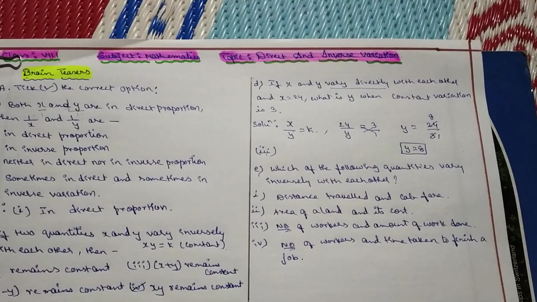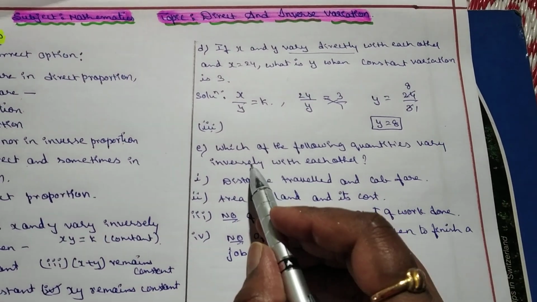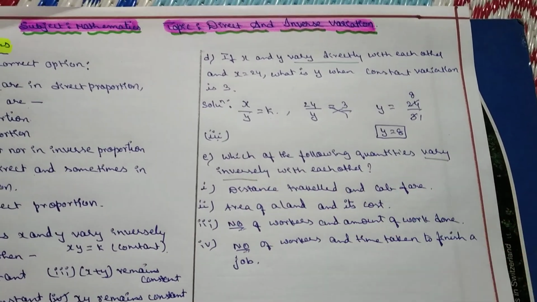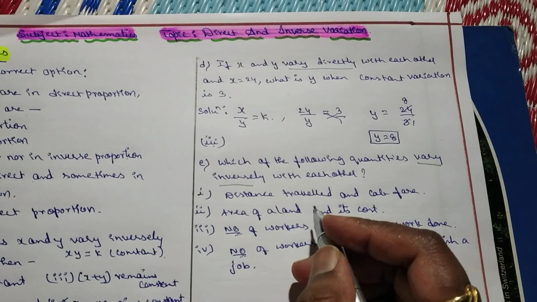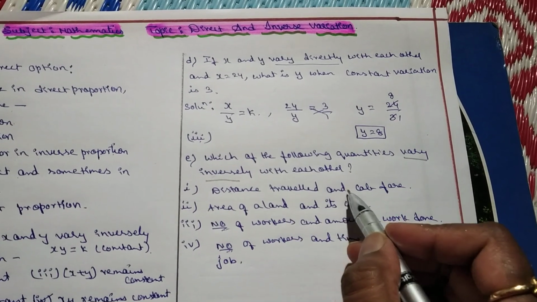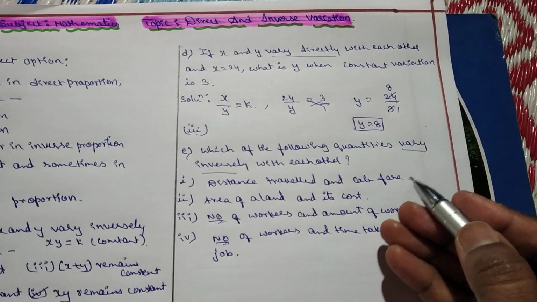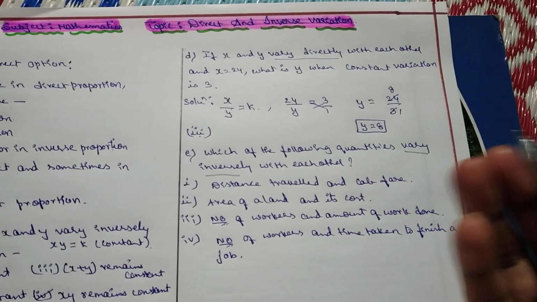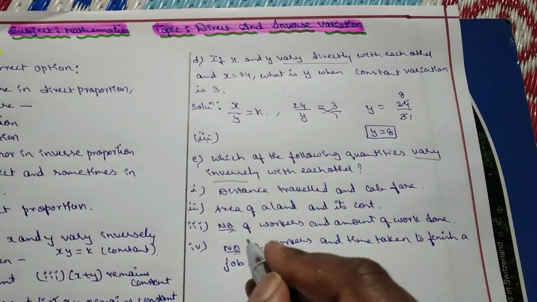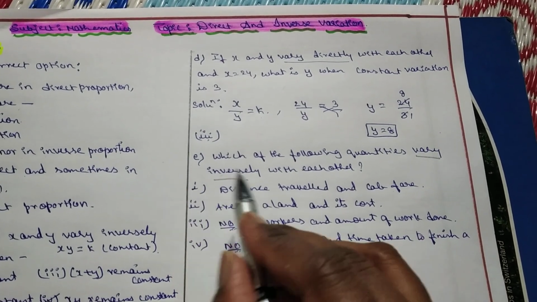So let me go with the fifth question. Fifth question, which of the following quantities vary inversely? So here given vary inversely means one increases, the other decreases with each other. So the first question given is distance travelled and cab fare. So if we cover the more distance, then the cost or the amount to be given for the cab driver is more. So both are increasing. If the distance travelled is decreasing, then cab fare also decreases. So this is the case of direct variation.